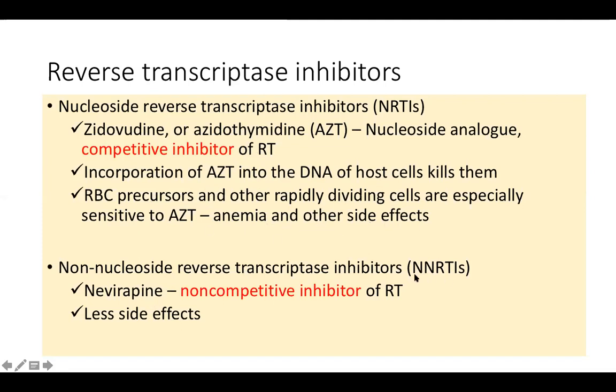Non-nucleoside reverse transcriptase inhibitors, or NNRTIs. An example is nevirapine. There are other names ending in pin. Okay, I've forgotten the names, but you can go and check. So nevirapine, and I think lamivudine, stavudine, those are also reverse transcriptase inhibitors. They inhibit reverse transcriptase non-competitively, and because the mechanism of action is different, they do not have these side effects. The main advantage is that they are not going to affect our RBC precursors and other rapidly dividing cells.